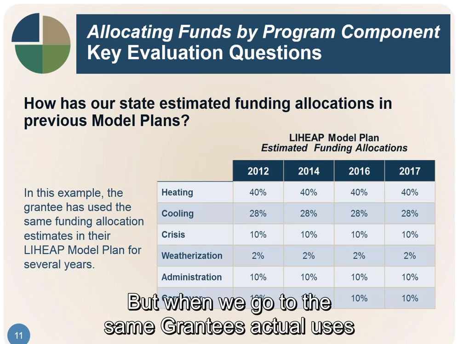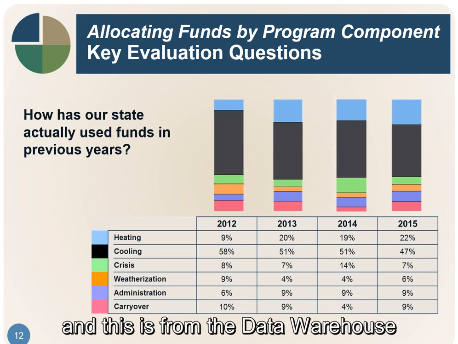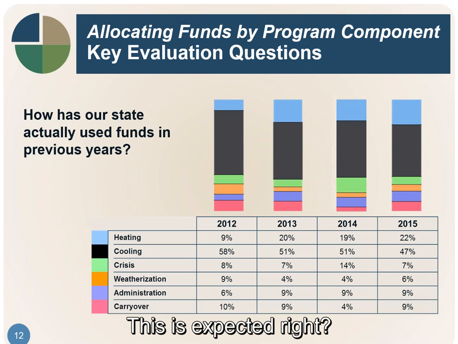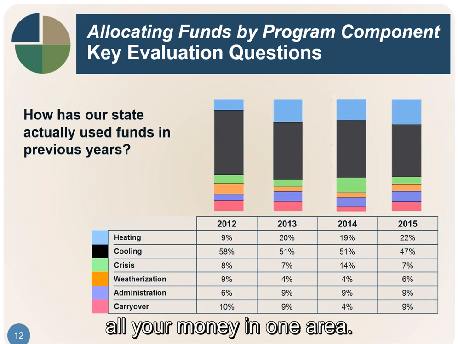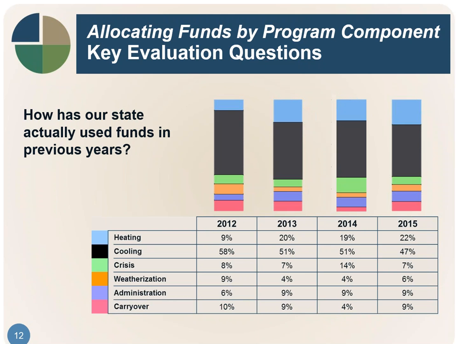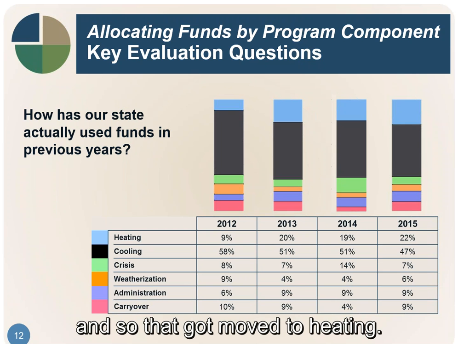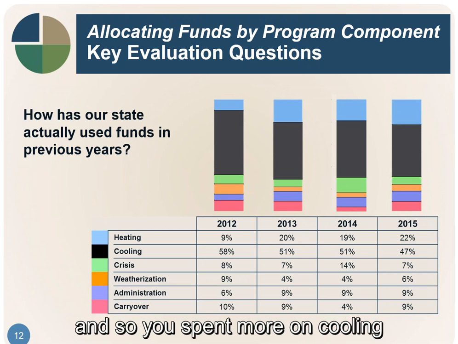But when we go to the same grantee's actual uses, and this is from the data warehouse, you can see that there's variation from year to year. This is expected, right? We know that there are times when you don't spend all your money in one area. For example, ARRA funds came along, I remember, and people couldn't spend all their weatherization money, and so that got moved to heating, or you had a particularly mild winter season, and so you spent more on cooling.